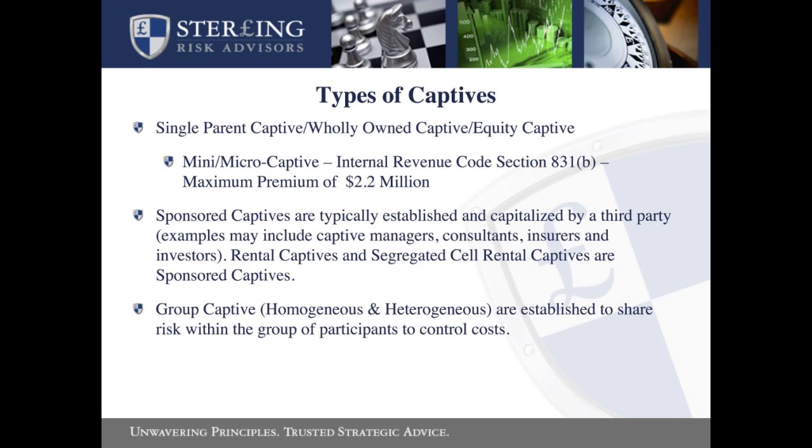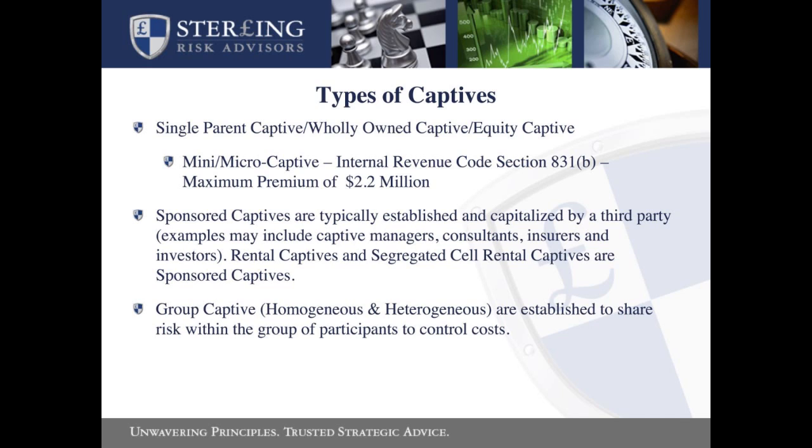Right. A sponsored captive, this is what I work for in Bermuda. It's a captive that was established by a third party. It's capitalized by a third party. You'll hear the terms rental captives or rent-a-captive, segregated cell rent-a-captives, all types of sponsored captives. This is where if you don't want to set up your own captive, you can rent space in somebody else's captive and not have the financial obligation of the ownership and capitalization. It's also easier to get in and out if you just rent the captive.